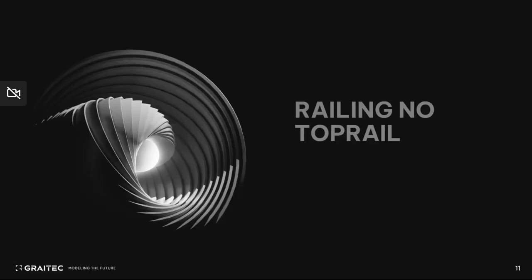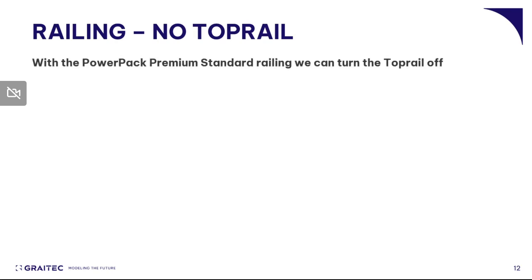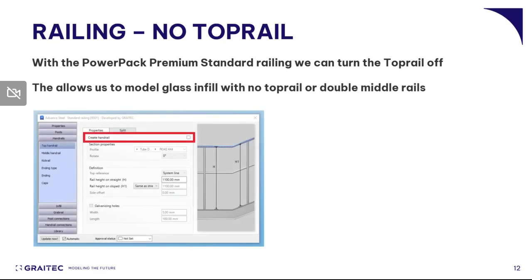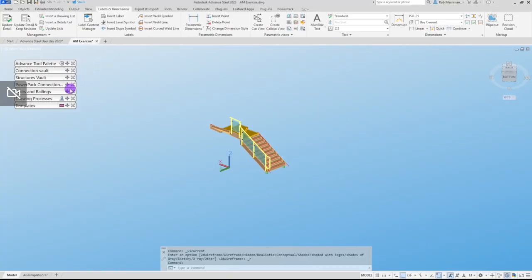So a couple more tips and tricks to get through. The next one is using the railing macro and having the option for no top rail. So with the PowerPack stairs and railing, standard railing, it's possible for us to turn the top rail off. So it means you can model glass infills with no top rail, or we can put in double mid rails if we want to. So in the handrail section, you've got the option here for create handrail, and we obviously just untick that option.